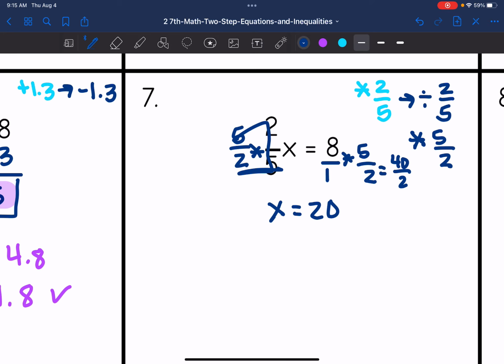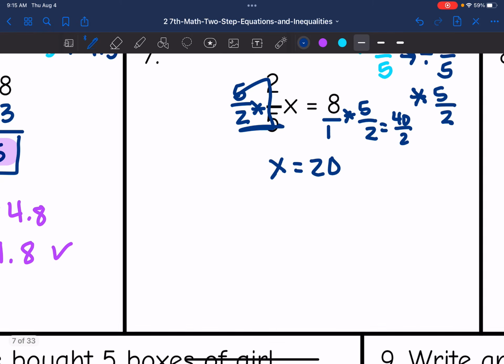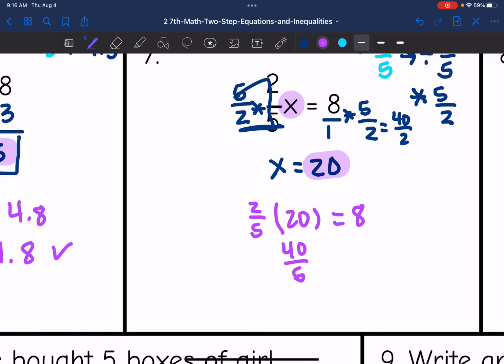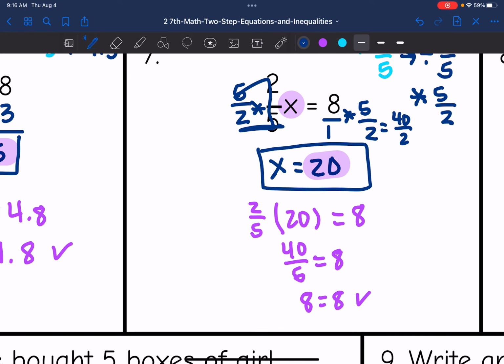So x equals 20. And then the last thing I need to do is verify that this solution is correct. So I'm going to replace x with 20 and see if it equals 8. So 2/5 times 20 should equal 8. 2/5 times 20 would be 40 over 5 equals 8. And 40 divided by 5 is 8. So we did this correctly, and x equals 20 is the correct solution.